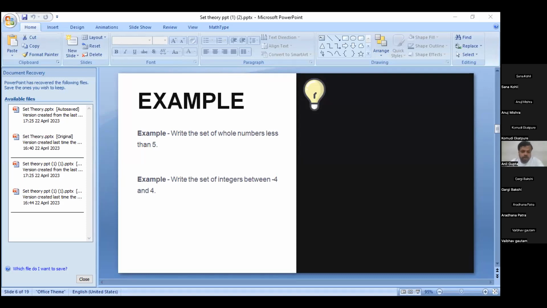Okay. Now, what is set? Set theory again. Set theory is the bridge between calculus and algebra. Both are very important segments in mathematics. It is the bridge between calculus and algebra.